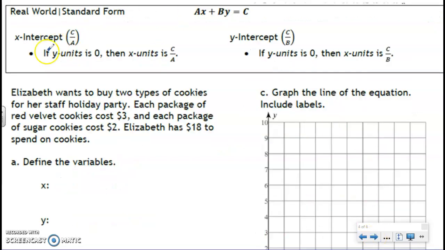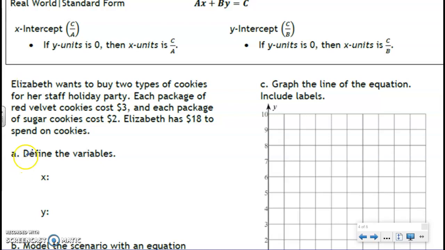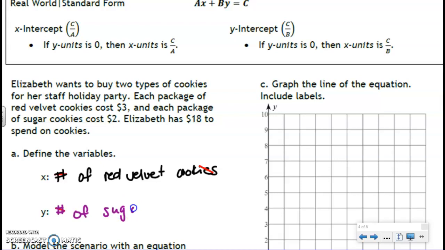Okay. Last one. Elizabeth wants to buy 2 types of cookies for her staff holiday party. Each package of red velvet cookies costs $3, and each package of sugar cookies costs $2. Elizabeth has $18 to spend on the cookies. So we are going to say that X is the number of red velvet cookies, or packages of cookies. We're going to say that Y is the number of sugar cookies, or packages of sugar cookies.